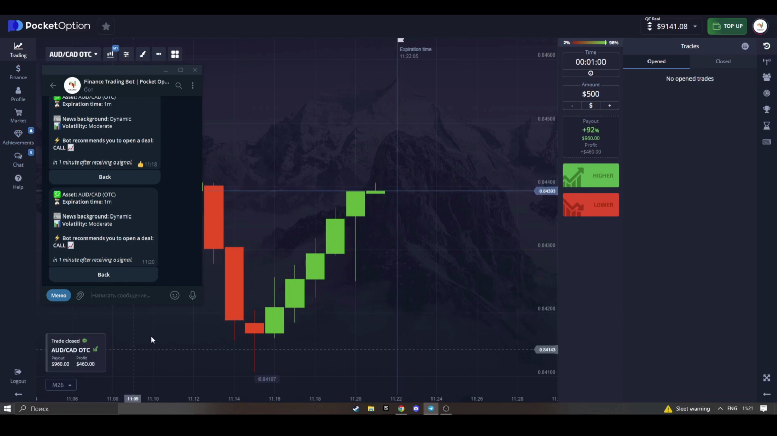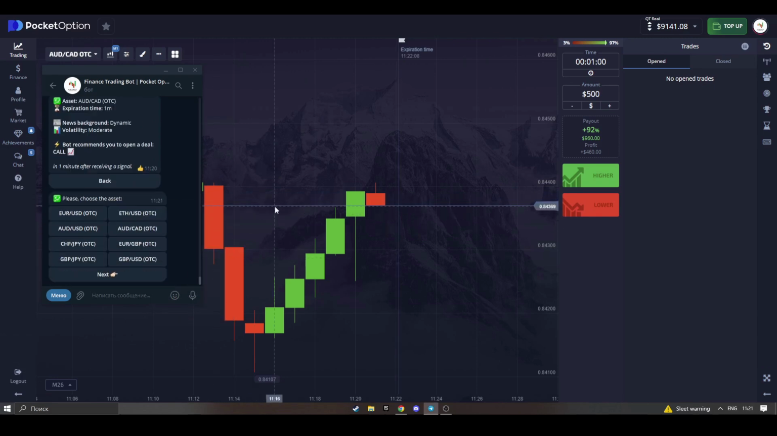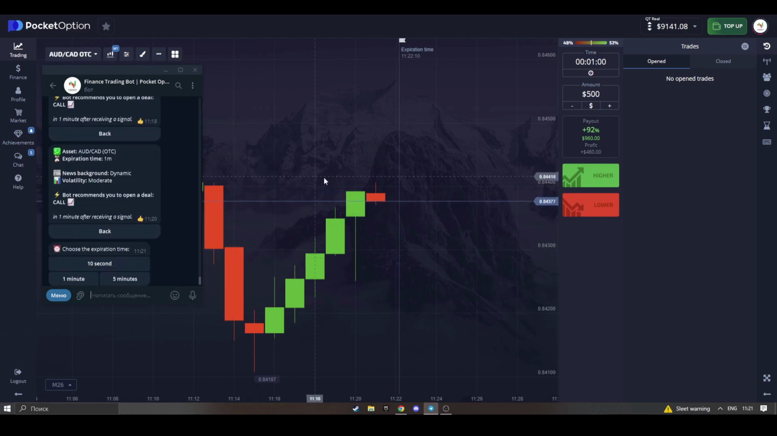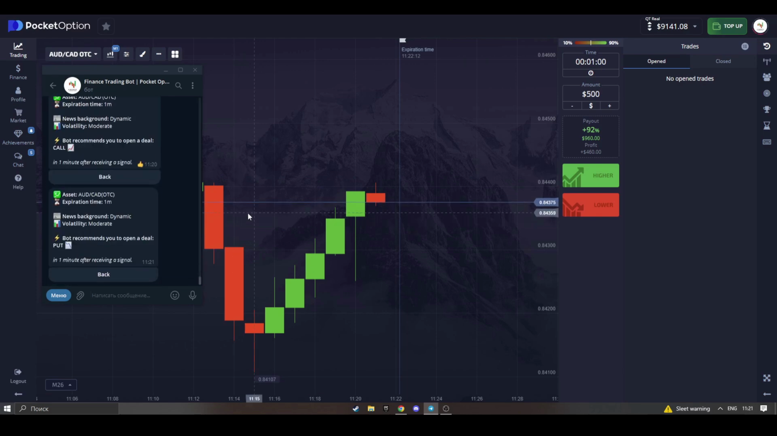This is simply incredible. The market began to fall. Not a single trader would have opened a bullish trade in such a situation, but the bot did an excellent job and brought us profit again.